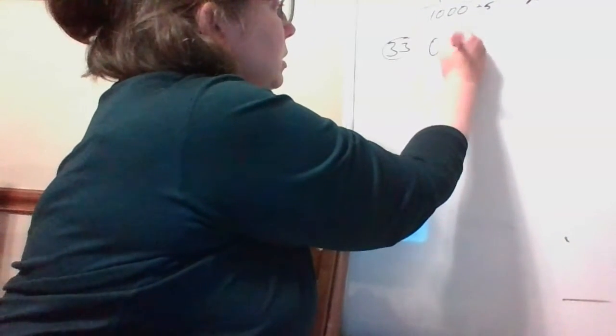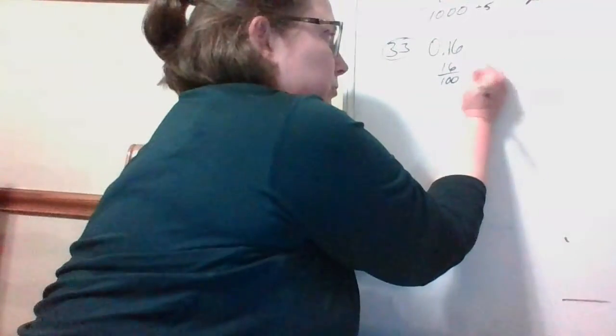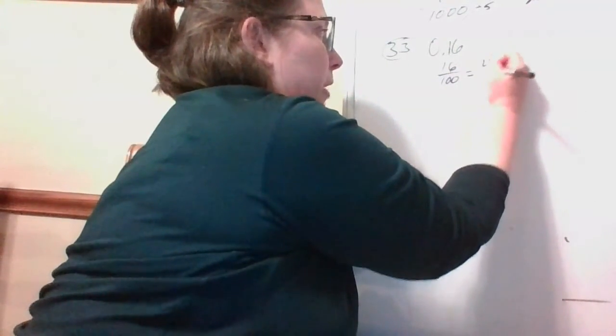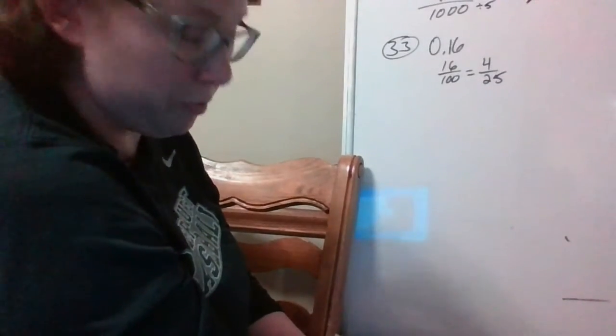Number 33, we are doing the same thing for North America. North America is 16 hundredths, so we can say 16 over 100. I'm going to divide by 4, and we get 4/25ths for how much of the Earth North America takes up.